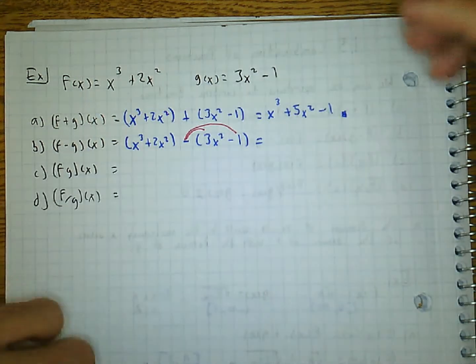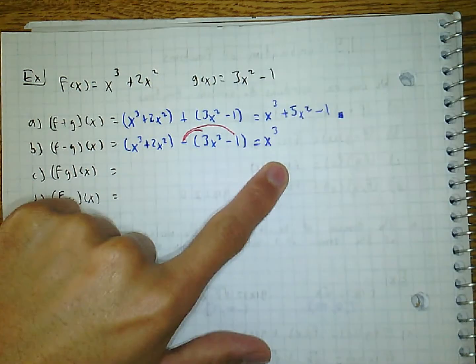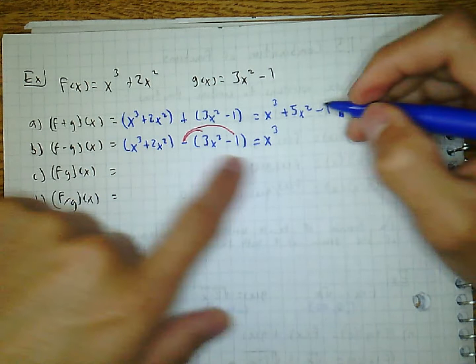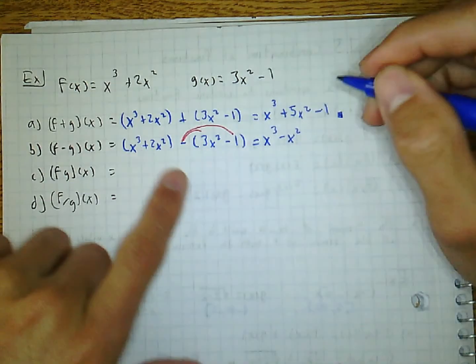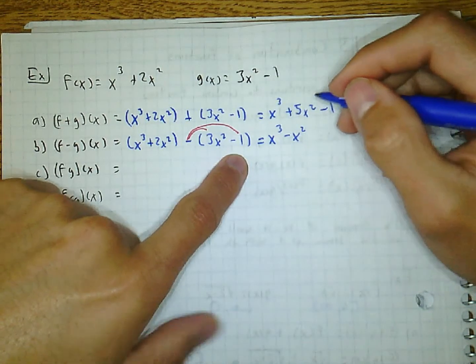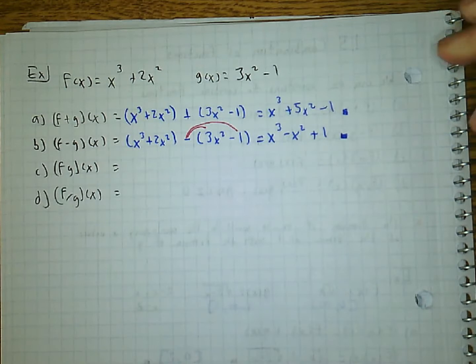So use parentheses, guys. So I have an x cubed. I have nothing that I can take away from it, so it's going to stay as an x cubed. Now I have a 2x squared, but I'm subtracting a 3x squared, so that's going to give me a negative x squared. And then I don't have a constant here, but I am subtracting a negative 1, so minus a negative 1 would give me a plus 1. So that will be the result for the subtraction of the two.